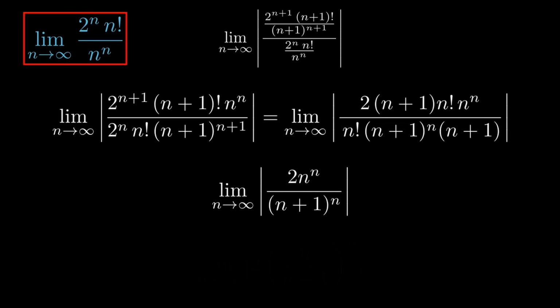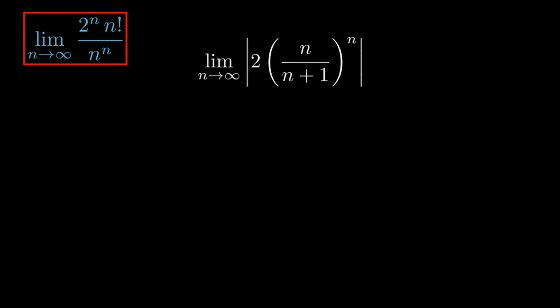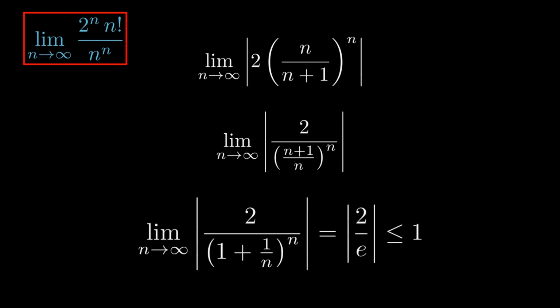We can actually go a step further and group the n raised to n with the n plus 1 raised to n. Doing so, we get the limit as n goes to infinity of the absolute value of 2 multiplied by n divided by n plus 1, all raised to n. Now we can rewrite this as the limit as n goes to infinity of the absolute value of 2 divided by n plus 1 divided by n, all raised to n. Upon simplifying the denominator a little bit further, we can rewrite the denominator as 1 plus 1 divided by n, all raised to n.